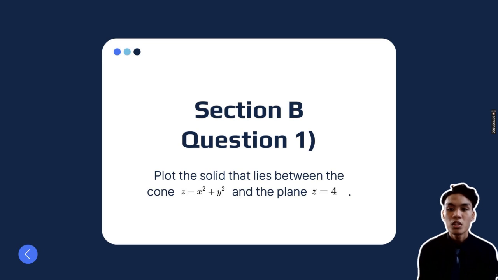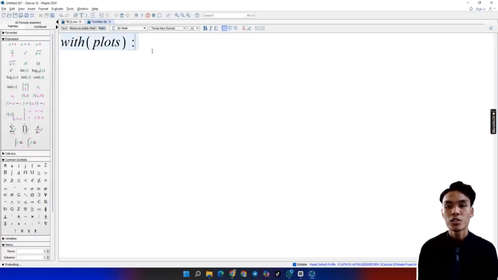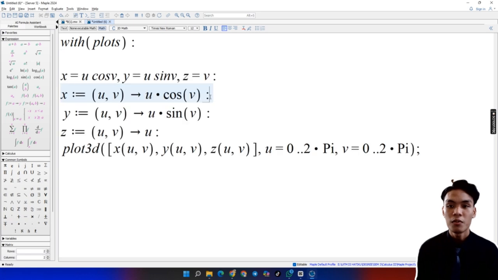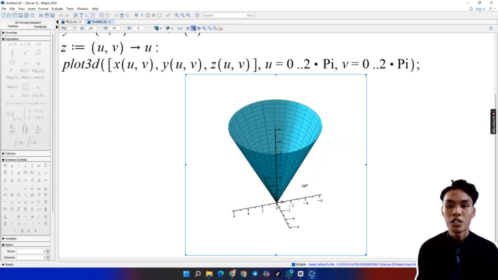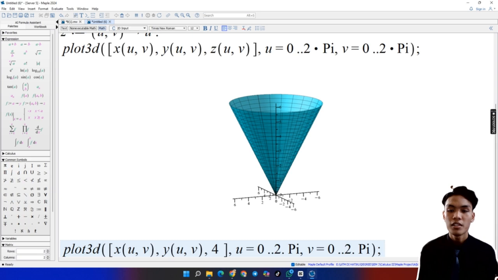Next, let's go to section B, where I will plot a sphere that I choose in between the cone and the plane z equals 4. So first, as usual, with(plots). Since we know that the cone comes from the cylinder, we will use cylindrical plotting so that we get the cone in perfect shape when we plot in Maple. Therefore, here is the code: x equals u cos v, y equals u sin v, and z equals u, where u is the radius of the cone. We will use the command plot3d, plotting all the x, y, z, and we will get the cone.